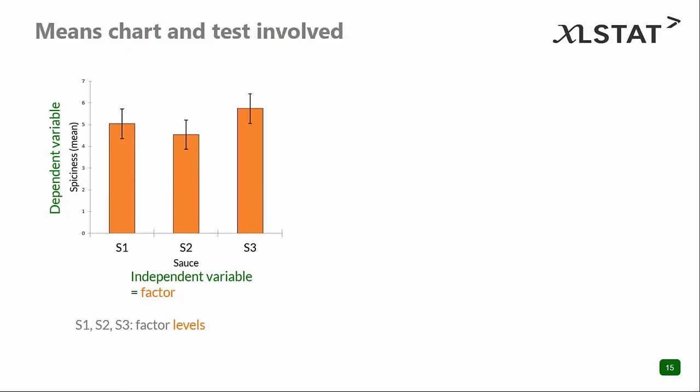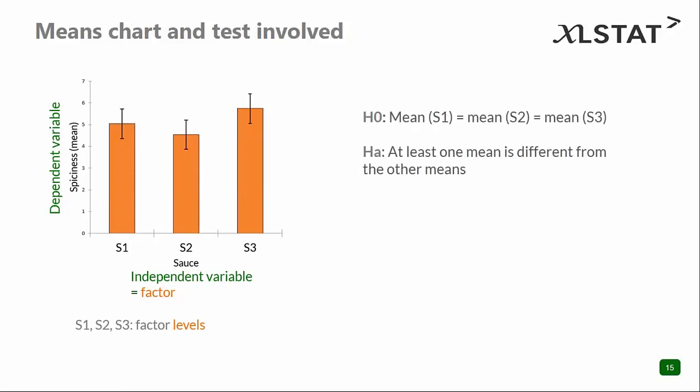So a statistical test involves a null hypothesis and an alternative hypothesis. Here are my hypotheses. According to the null hypothesis, the mean of S1 equals the mean of S2 and equals the mean of S3. The alternative hypothesis is at least one mean is different from the other means. So we are going to compute some p-value, and if this p-value falls below a certain risk threshold, we'll be able to reject this hypothesis of equality of the means and accept the hypothesis that there's at least one mean spiciness that is different from the others, taking a risk of being wrong, of course.